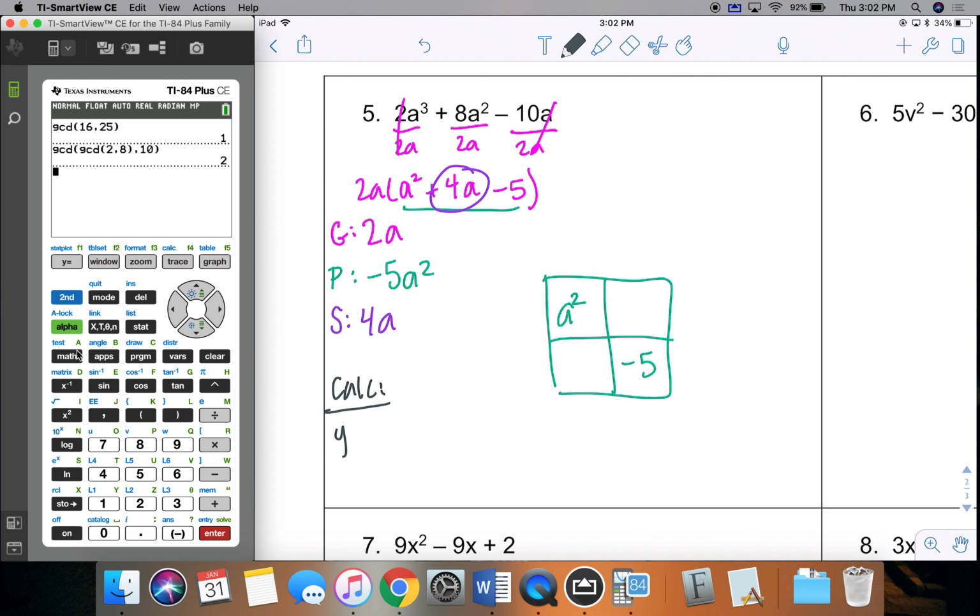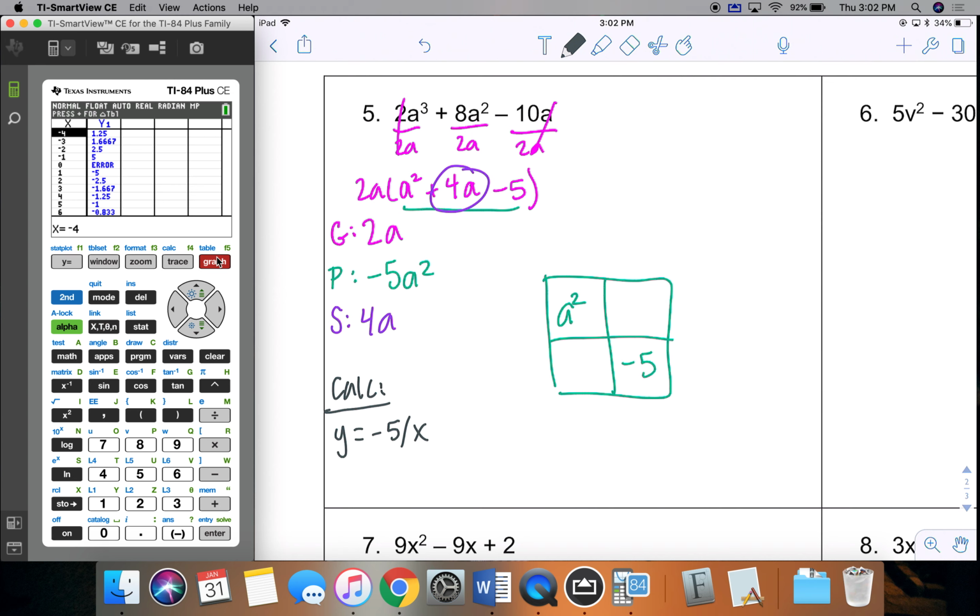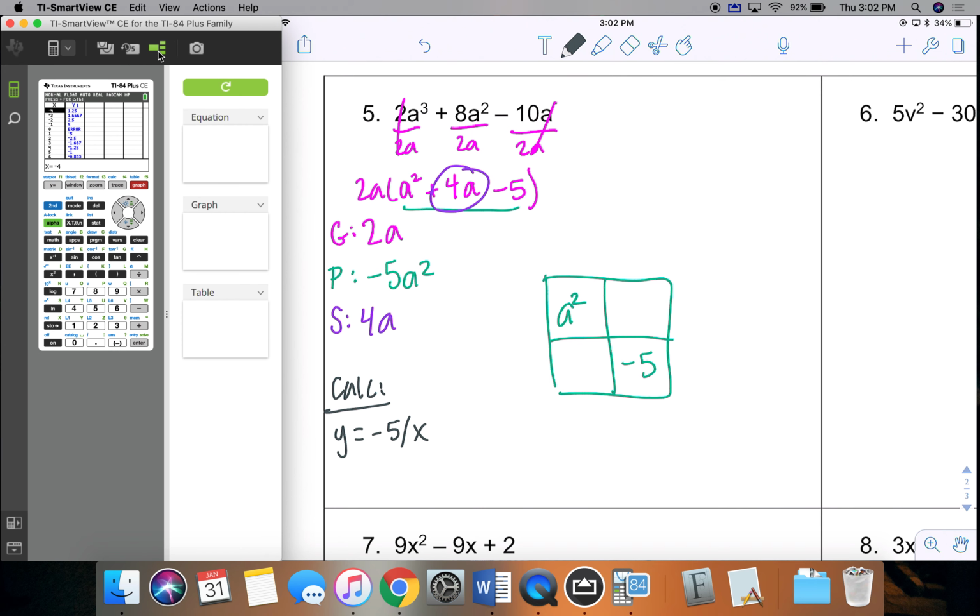In my calculator, I am going to put the product divided by x into y equals. So in y equals, up here on the top left, I put my product of negative 5 divided by x, and I go to the table to search for the sum.